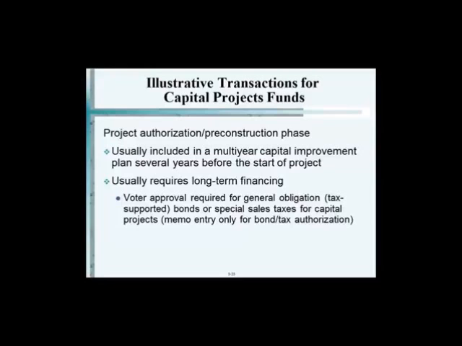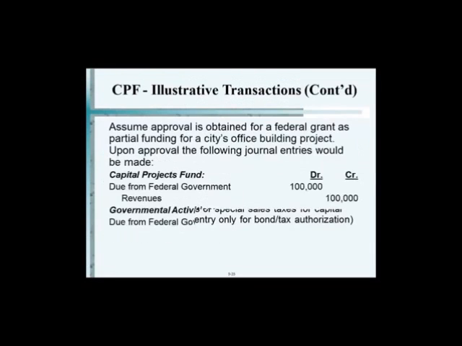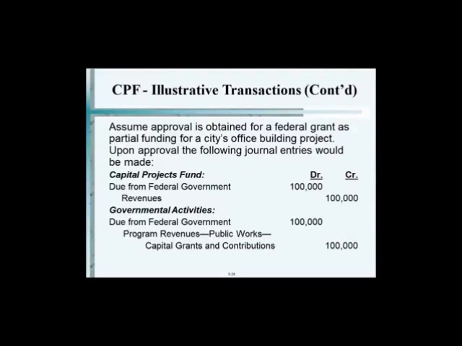These are the general entries, and we'll just go through this cycle quickly here because there are lots of them here, but I want you to just see what happens. So they have started an office building project. And one of the reasons they started doing this was they're going to get some money from the federal government.